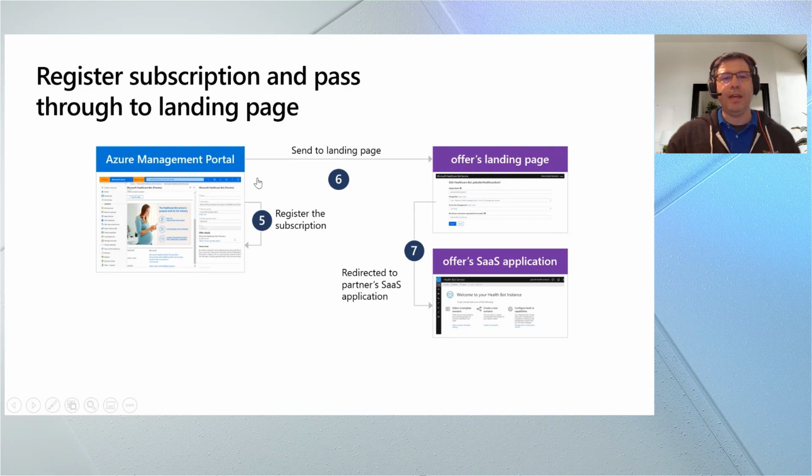After that, the customer is sent to a landing page, and this is the landing page where the publisher will register that customer, make sure that customer is a valid customer that comes from Marketplace, and then initiate the transaction with the Azure Marketplace e-commerce engine to create that billing linkage between the subscription, the service, and the plan that the customer wanted to purchase. After that's done, normally the customer gets redirected to the partner SaaS application, and then they can start using the service.